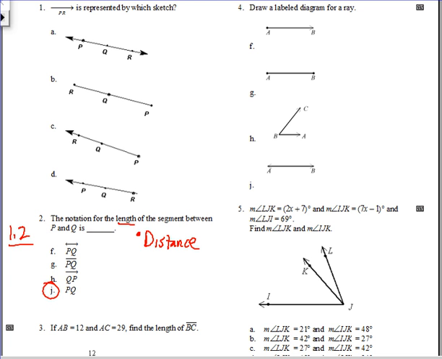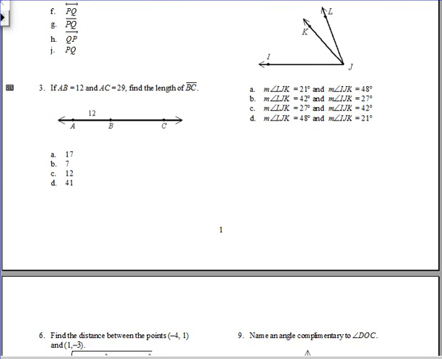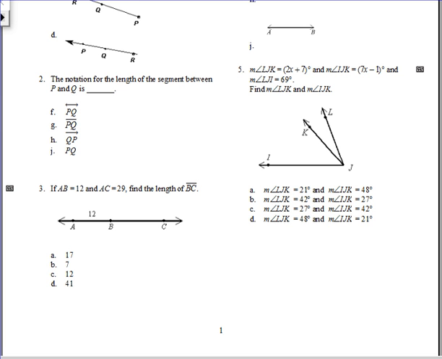Number three, I hate that I have to erase all this for you guys, but I'm sorry. Number three said if AB is equal to 12, so that's marked in your geometric sketch, and we know that the whole thing is supposed to be 29, then we need to take away 12 from 29. So 29 minus 12 is going to be equal to 17. So we know that BC has to be 17. Yes? Next.